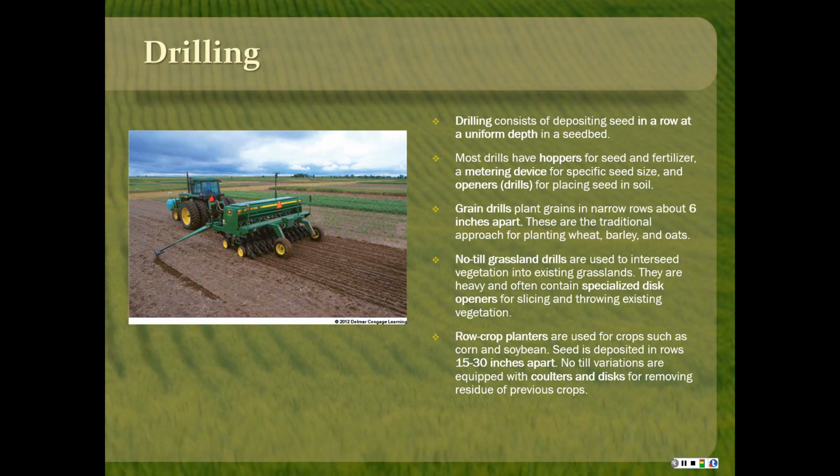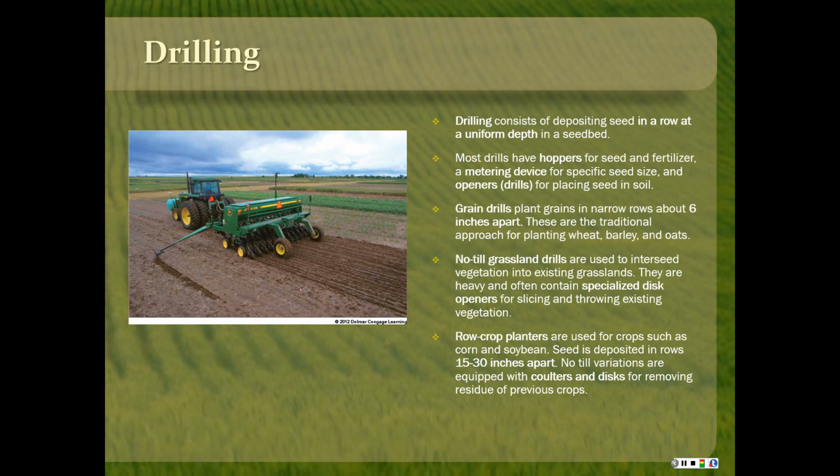And there's different types. Grain drills plant grain like wheat in narrow rows about 6 inches apart, and those are the traditional approach for planting wheat and barley, basically small grain plants. And there's some no-till grassland drills that are used to interseed vegetation into existing grasslands, maybe areas they're trying to preserve, or for pasture seeding. And they're heavy, and they've got specialized disc openers that have to slice through and throw existing vegetation. And we're basically planting grass and other vegetation in without totally tearing up the existing grassland.